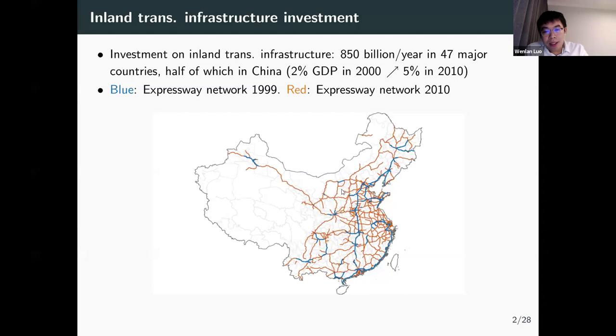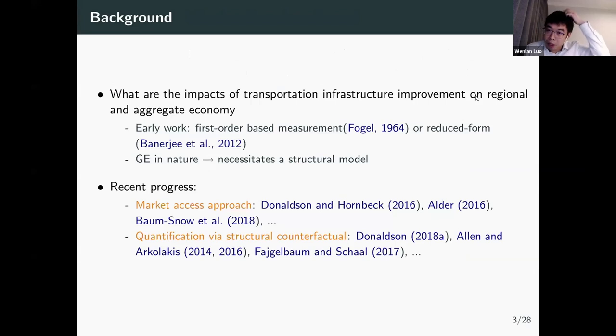As you can see, the network starts with a few straight lines in 1999 and ends in a dense network initially connecting all the major cities and the coast area in 2010. So we want to ask the question, what are the impact of the transportation infrastructure improvement on regional and aggregate economy? Especially we want to focus on the welfare effects.